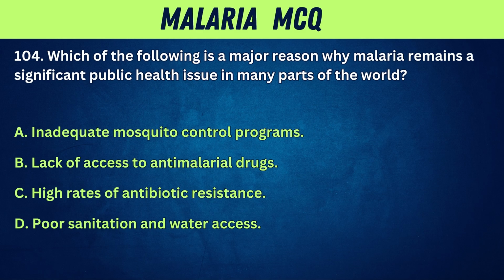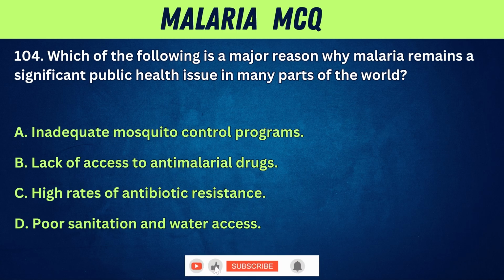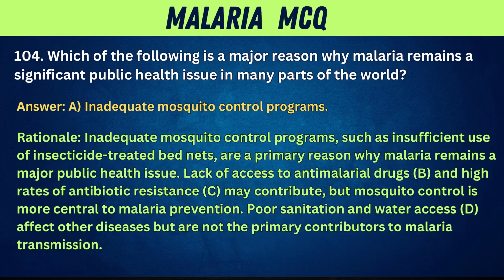104. Which of the following is a major reason why malaria remains a significant public health issue in many parts of the world? A. Inadequate mosquito control programs. B. Lack of access to anti-malarial drugs. C. High rates of antibiotic resistance. D. Poor sanitation and water access. Answer: A. Inadequate mosquito control programs.